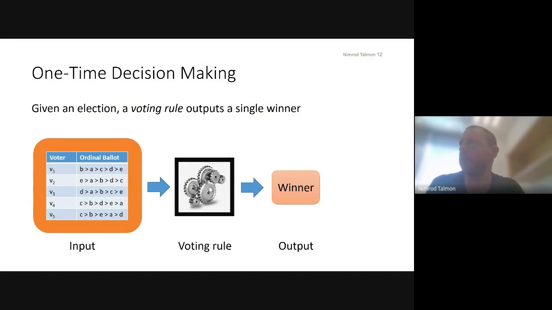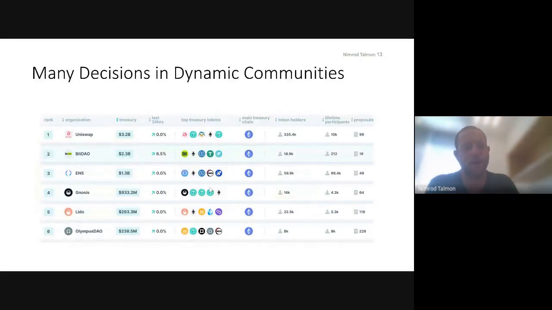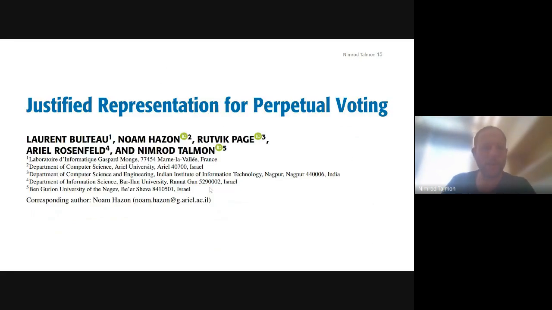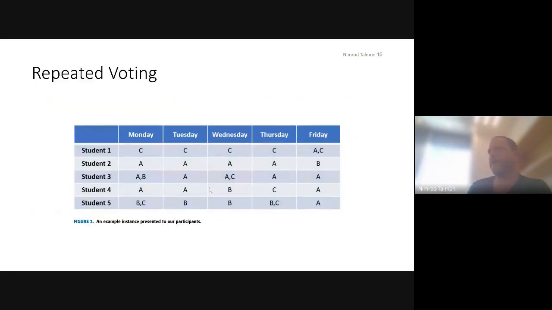And there are some ideas on how to generalize this standard model of social choice to be able to deal with many decisions that come continuously in time. This is a table where each row is a community, and you can see the number of decisions that they make over time, but you can think about any other type of community. I think the most promising idea is perpetual voting, a model that was proposed by Martin. And then we also did some work on this.